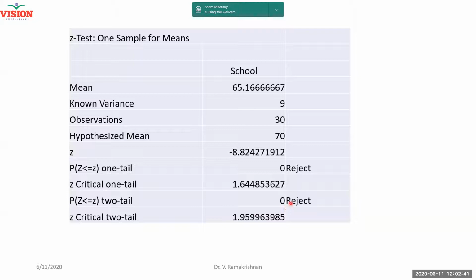Therefore, what we do is we reject the null hypothesis. The claim of 70 marks by the class teacher is not correct. If we reject the null hypothesis, therefore it is significantly low. We have to find out what is the cause. Right?